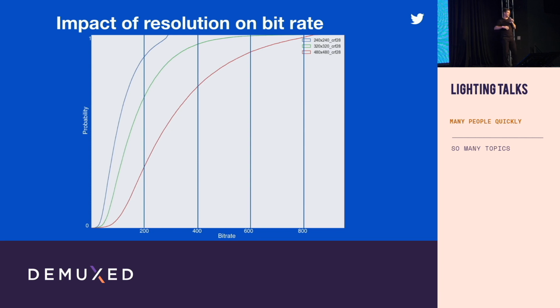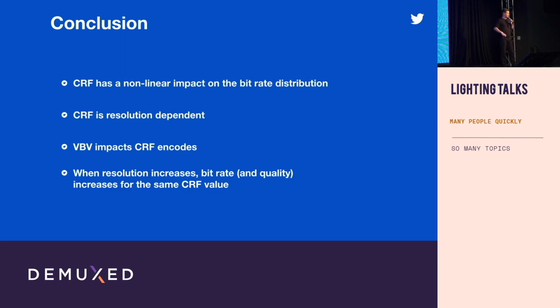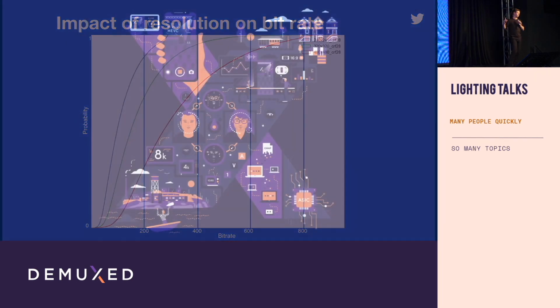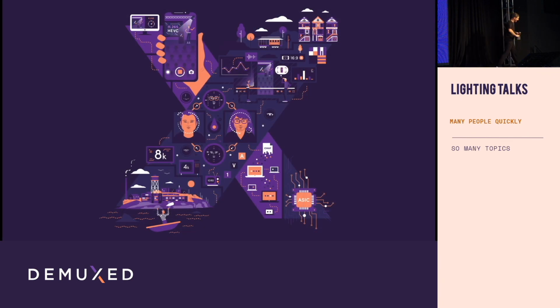So basically, you can't just assume that if you keep the CRF constant, everything is going to look the same irrespective of the resolution. So first of all, CRF has a nonlinear impact on the bit rate. It's resolution dependent, and if you go... Yeah, that's the way it works.